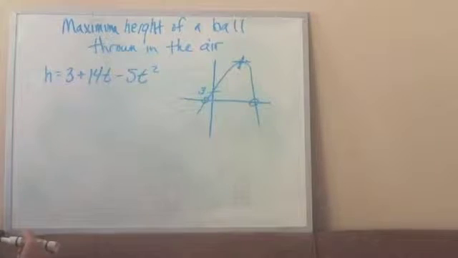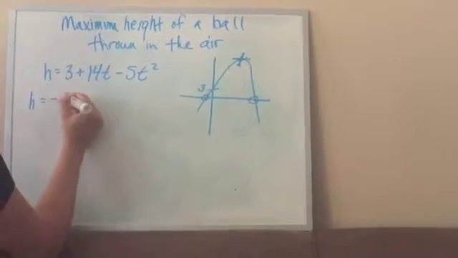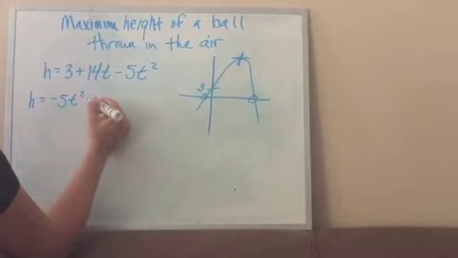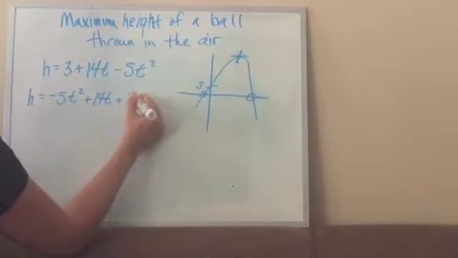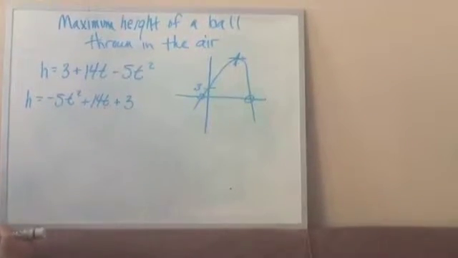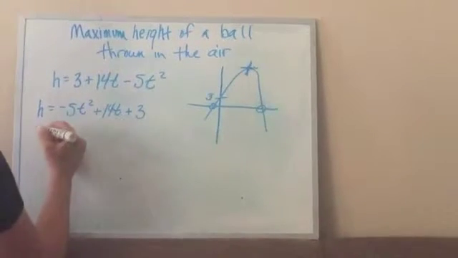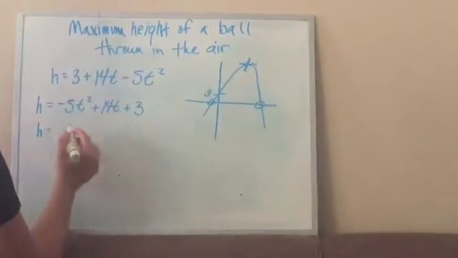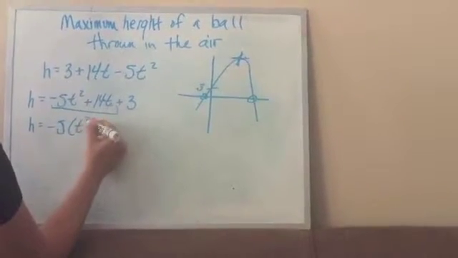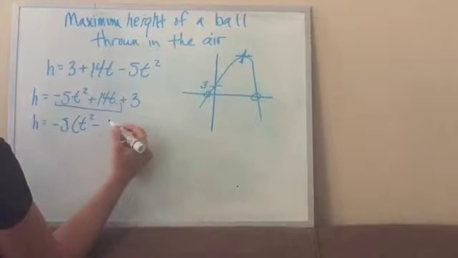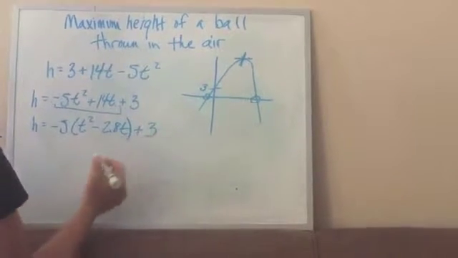It forms a parabola. So first thing we're going to do is rearrange this formula into the form ax squared plus bx plus c. The c value, the 3, is the initial height, and 14 represents the velocity. To start the process of completing the square, we factor out the a value out of the first two terms only. So we divide out that -5 and we're left with t squared minus 2.8t.